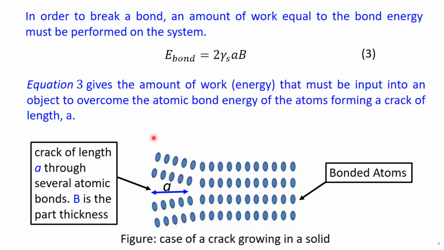So this E bond, which is given by equation 3, is the amount of work or energy that must be provided in order to overcome the bond energy between atoms in order to form a crack of length A.